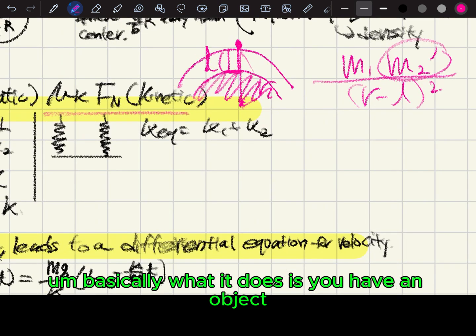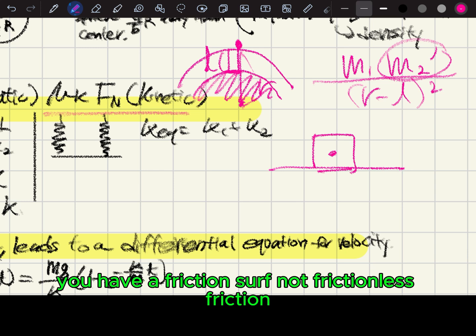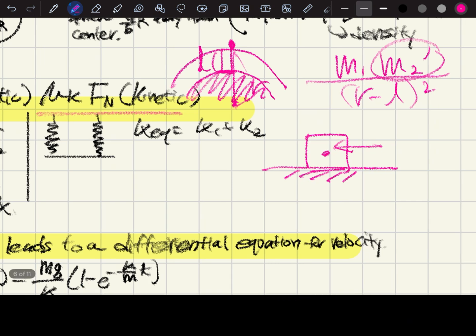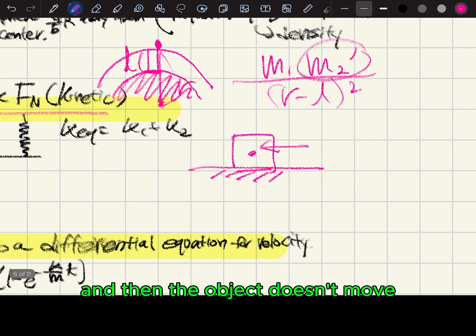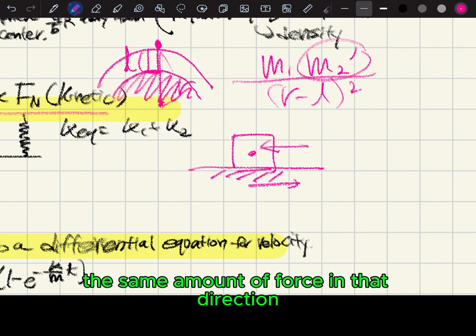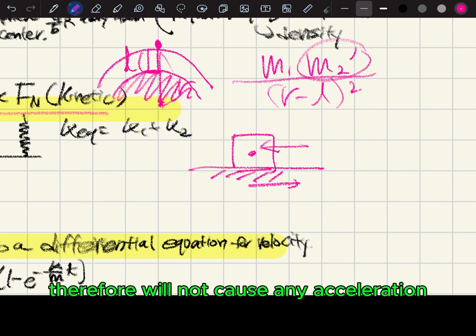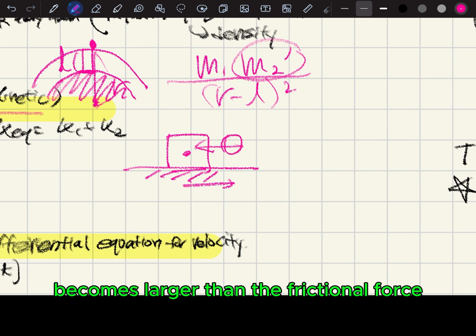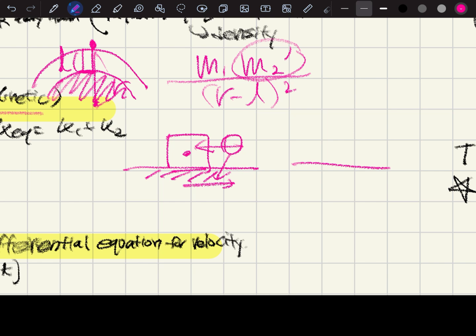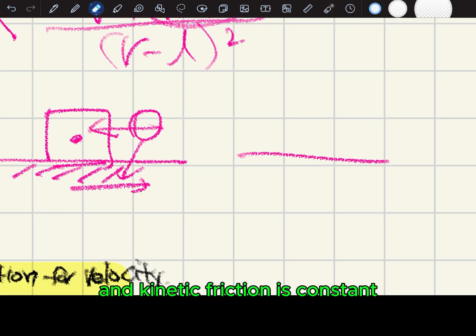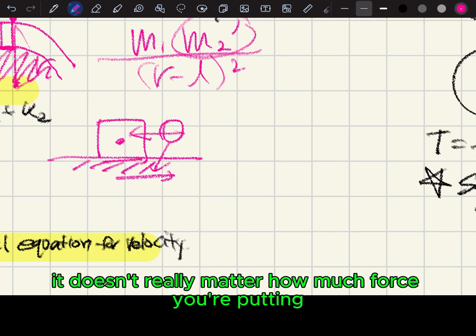Basically, you have an object, you have a not frictionless, friction-full surface, and then you push it, and then the object doesn't move because the frictional force is exerting the same amount of force in that direction, therefore will not cause any acceleration. But there's a time when this force becomes larger than the frictional force. That's when the static friction turns into kinetic friction. And kinetic friction is constant. It doesn't really matter how much force you're putting onto it.